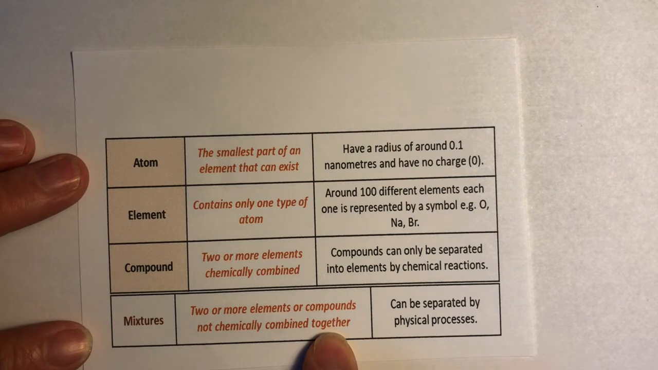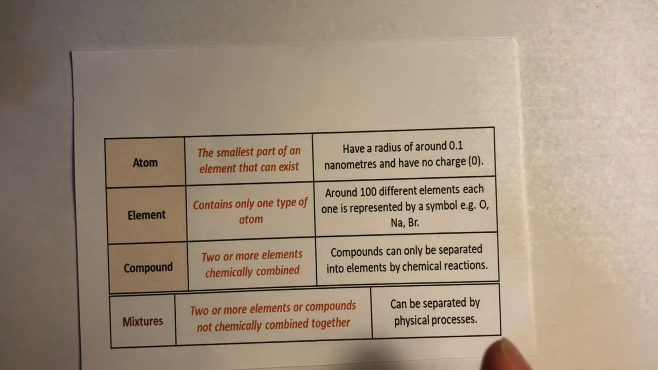A really good example of this is sulfur and iron. Sulfur is like a yellow powder. Iron is kind of like a dark brown, not really crystals but like little filaments, or little pieces of iron.